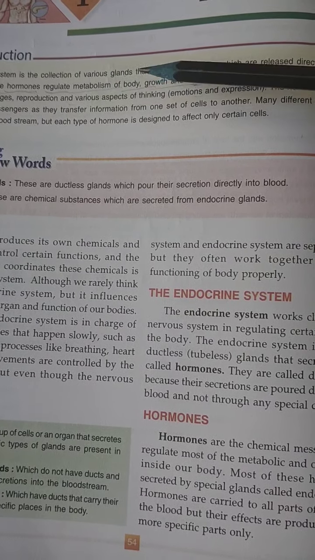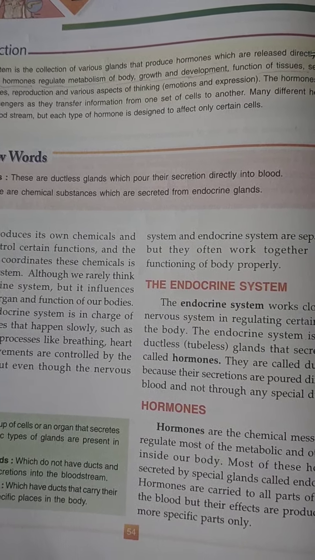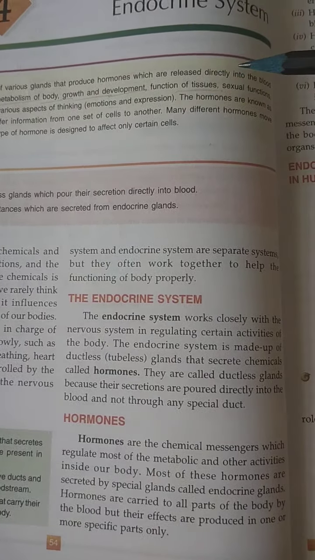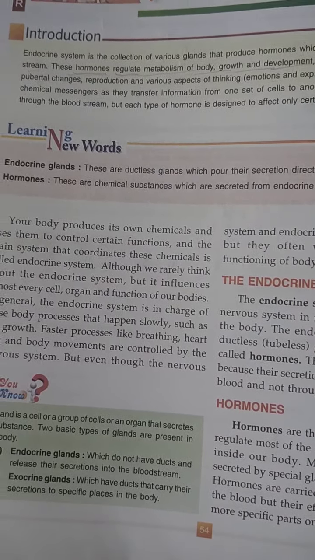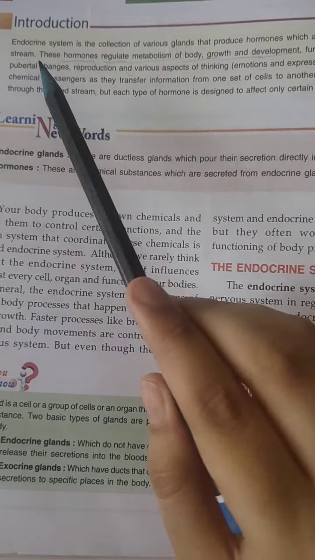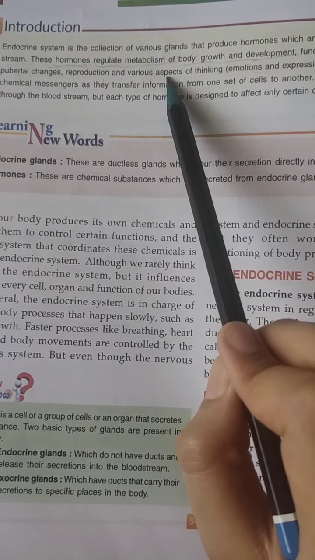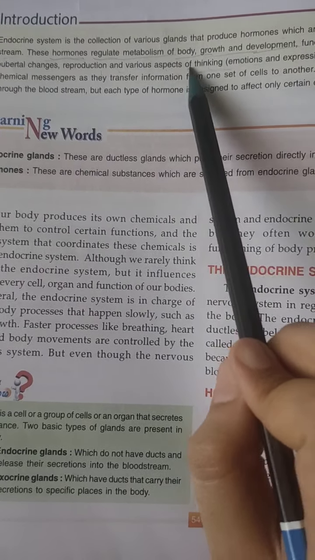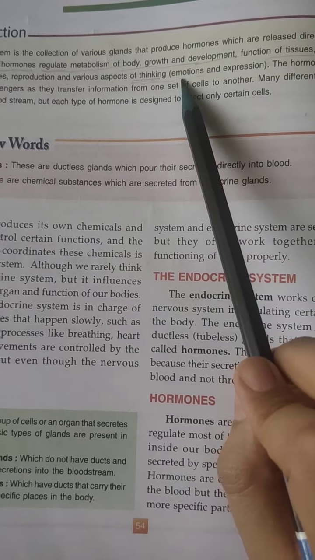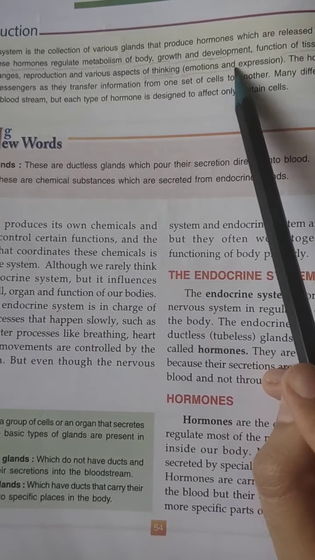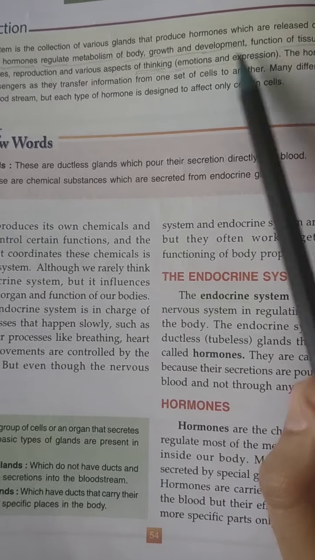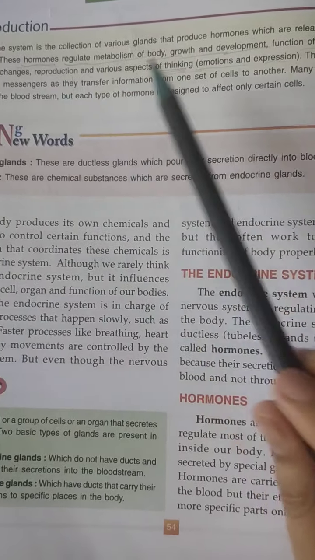They regulate our body growth, our development, the functions of different types of tissues, our sexual functions, our pubertal changes, the changes that occur at the time of puberty, then reproduction and various aspects of thinking. Also, hormones control emotions and expressions. All the emotions and expressions that we go through are because of the hormonal changes.